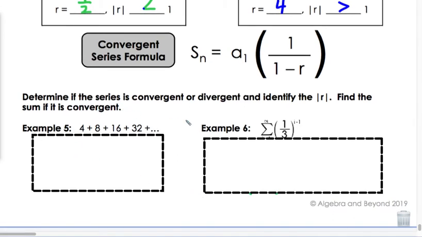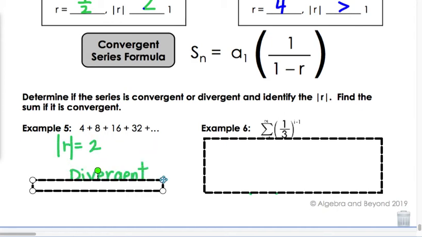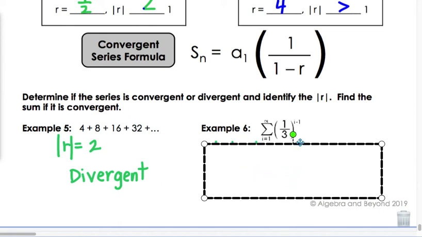So it says determine if the series is convergent or divergent and identify the absolute value of the common ratio. Find the sum if it is convergent. So I'm going to look at this and think my ratio, 8 divided by 4, is 2, so it's greater than 1, my absolute value, so I know that it's going to be divergent. In this example, I can see that my common ratio is 1/3, so it's less than 1, and therefore it's going to be convergent.